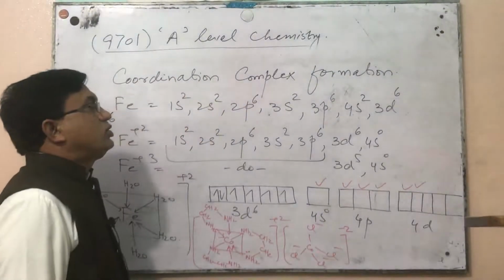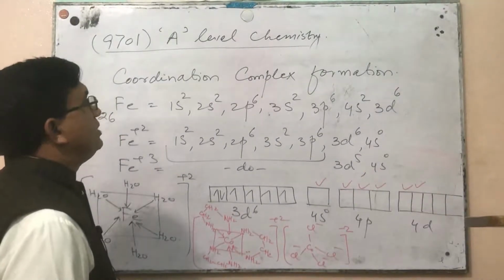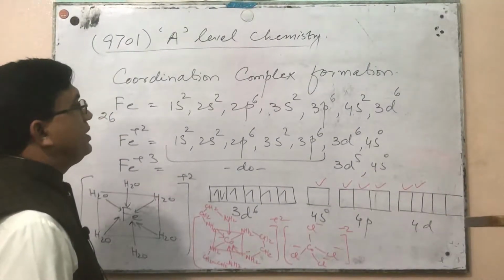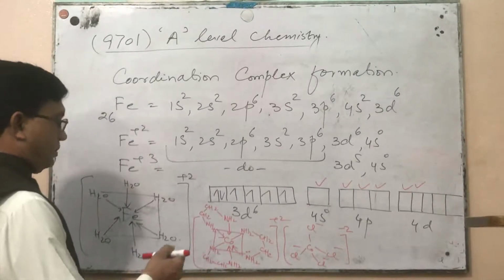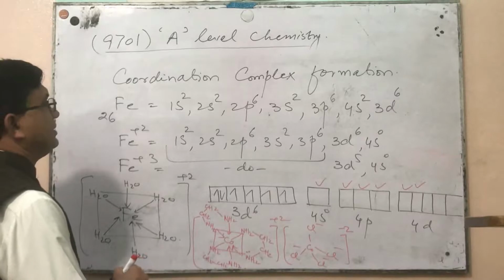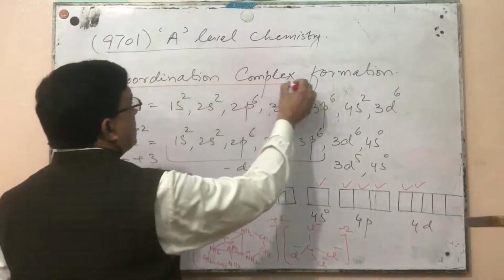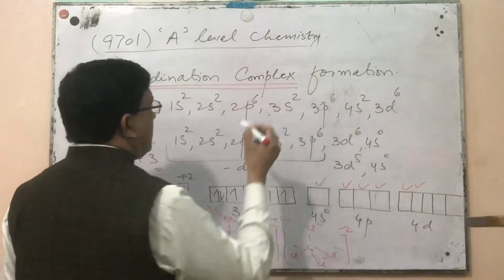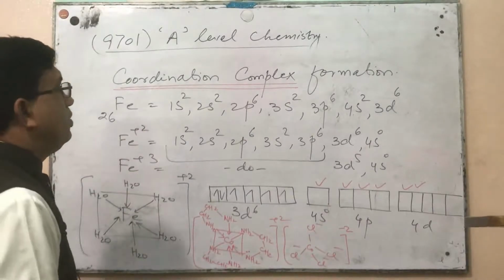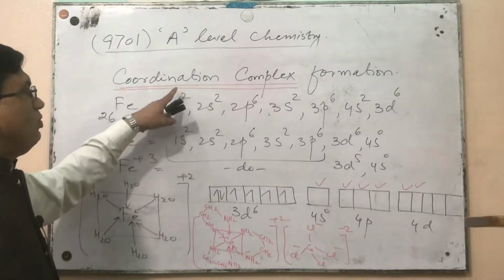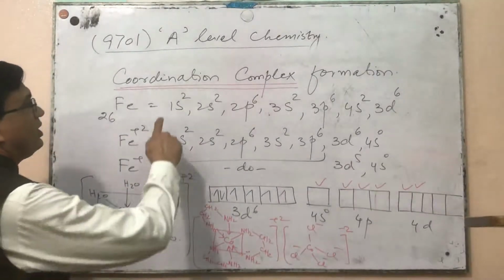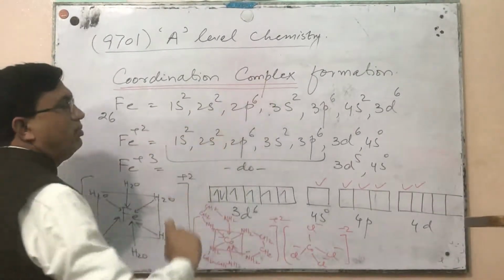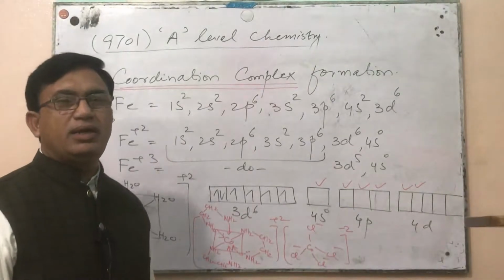Our today's topic for A-level chemistry 9701 is coordination complex formation. The name implies that, due to the formation of a coordinate covalent bond in the complex formation, that's why the name is given. Coordination complexes are formed by the transition metal cations.